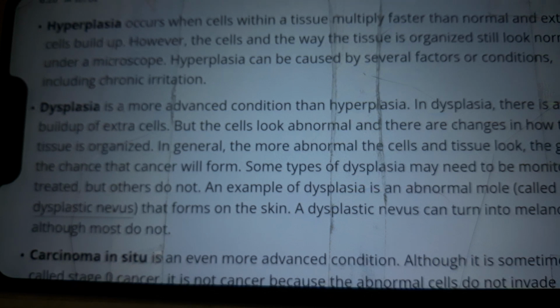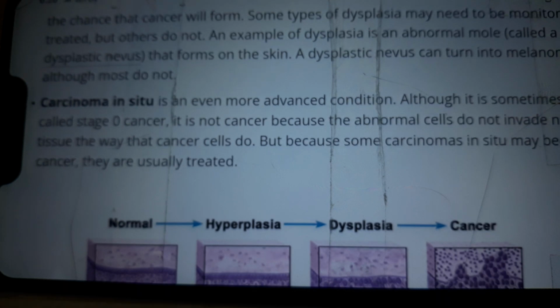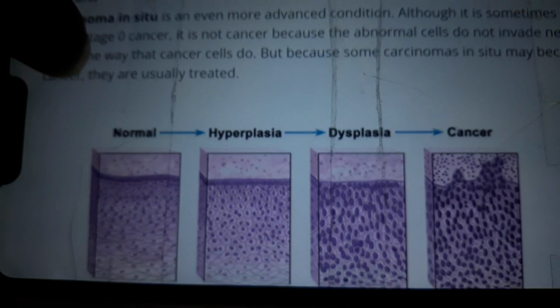However, the cells and the way the tissue is organized still look normal under a microscope. Hyperplasia can be caused by several factors or conditions, including chronic irritation. Dysplasia is a more advanced condition than hyperplasia. In dysplasia, there is also a buildup of extra cells, but the cells look abnormal and there are changes in how the tissue is organized. In general, the more abnormal the cells and tissue look, the greater the chances that cancer will form. Sometimes dysplasia may need to be monitored or treated, but others do not. An example of dysplasia is an abnormal mole called a dysplastic nevus that forms on the skin. A dysplastic nevus can turn into melanoma, although most do not.